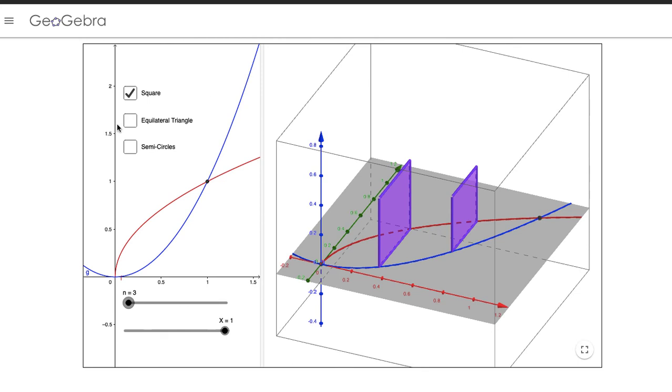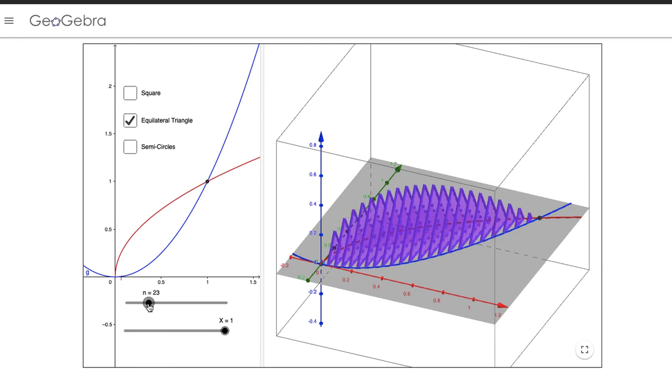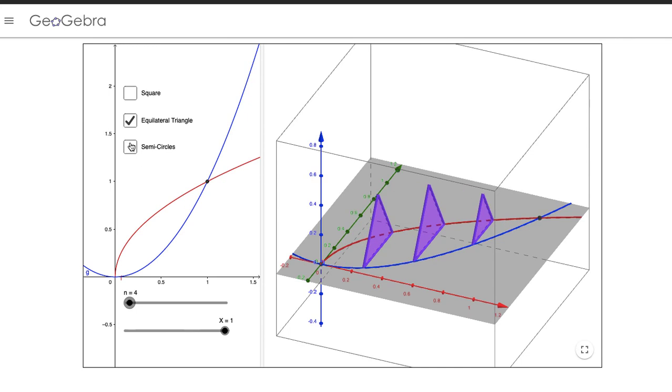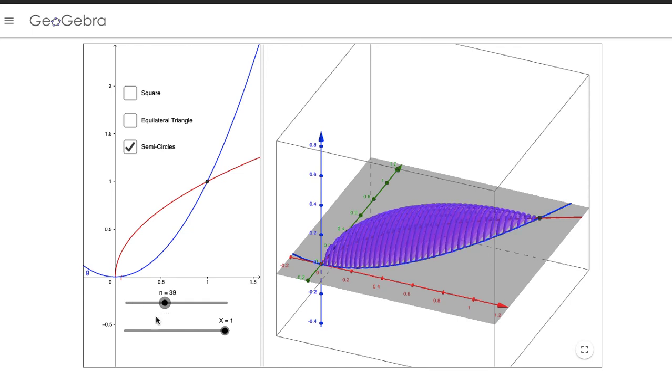I don't have to do squares. This lesson is all about squares, but I could have done equilateral triangles, and it does change the type of shape that you have. Equilateral triangles make a shape that looks like that. Semicircles, let's go back to n so you can see the semicircle. Semicircles look like that instead of the square, and then again, if I increase n, it looks like that.